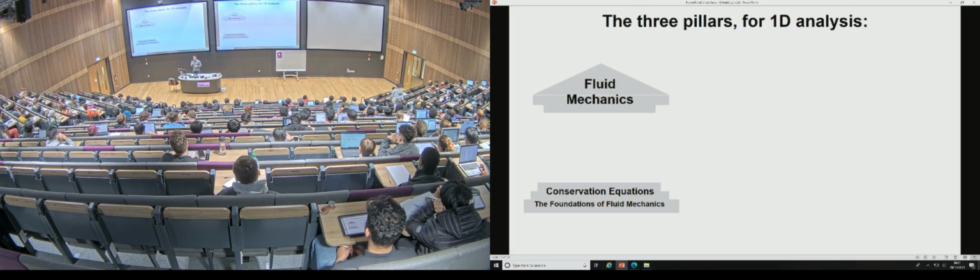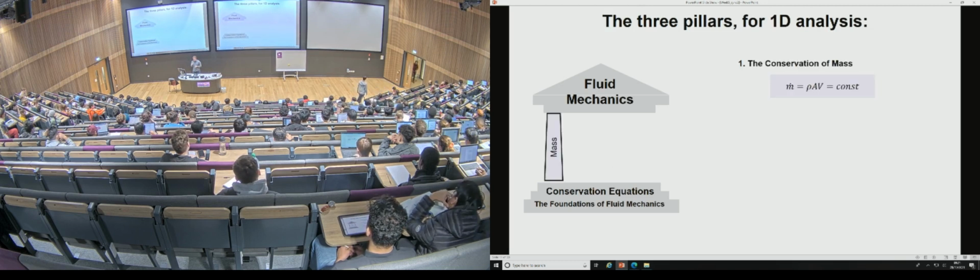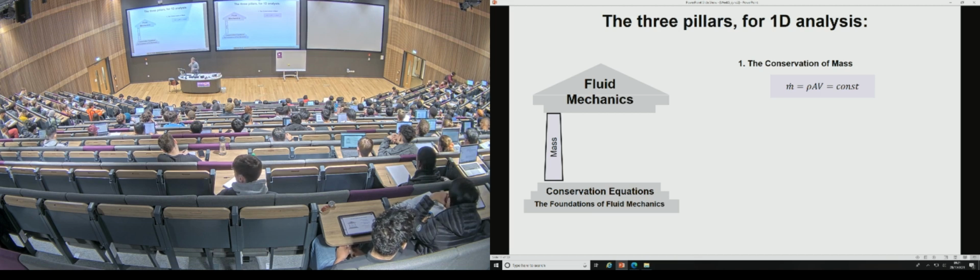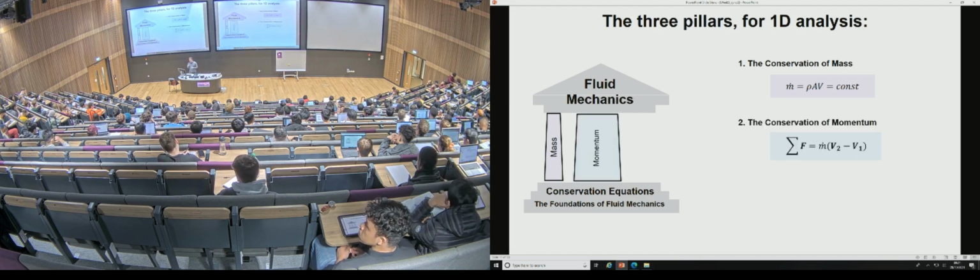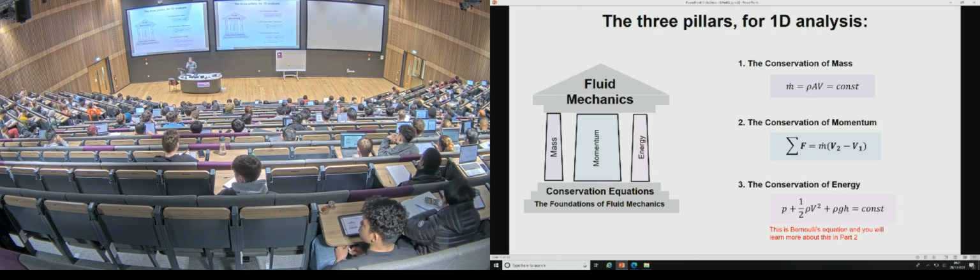Okay, so summarizing what we've been doing then, we've got these conservation equations, which are the fundamental pillars of fluid mechanics. The conservation of mass, where the mass flow rate is equal to the density times the area times the velocity, and our momentum flux. And what we haven't looked at yet, that you're going to look at in part 2, the conservation of energy, leads to the Bernoulli equation.